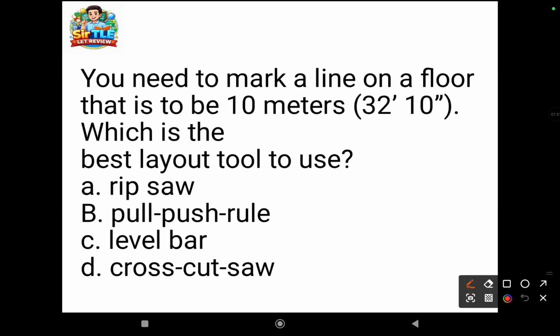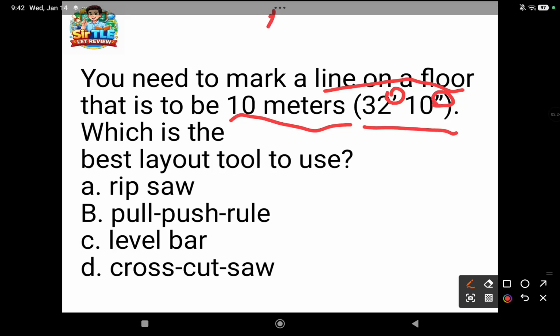Okay, so the question is looking for a layout tool that you need to use in order for you to mark a line on a floor that is to be 10 meters or 32 feet and 10 inches. This one means feet or foot, and this one is inches. Remember, foot, inches. Okay? So, is it the ripsaw?